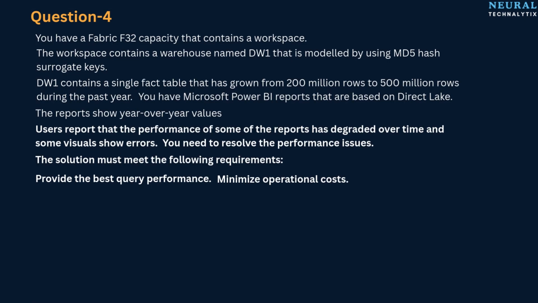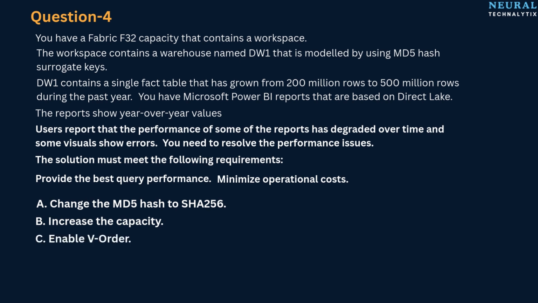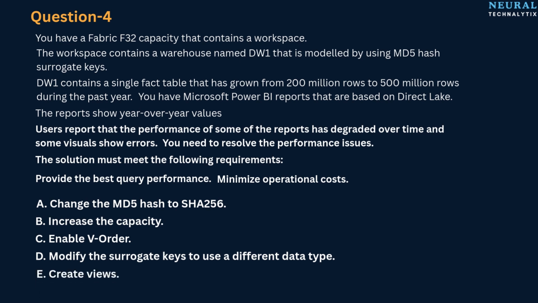Now pause here. This question is clearly about performance optimization at scale. Before deciding anything, let's quickly read the options. Option A, change the MD5 hash to SHA256. Option B, increase the capacity. Option C, enable V-order. Option D, modify the surrogate keys to use a different data type. Option E, create views.